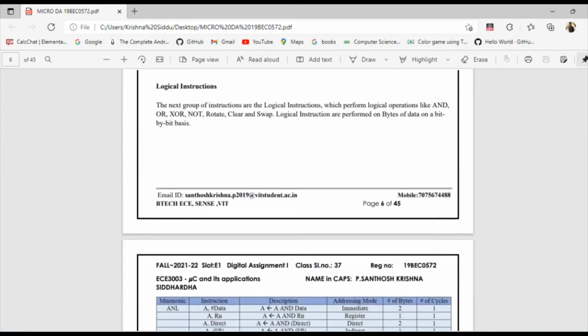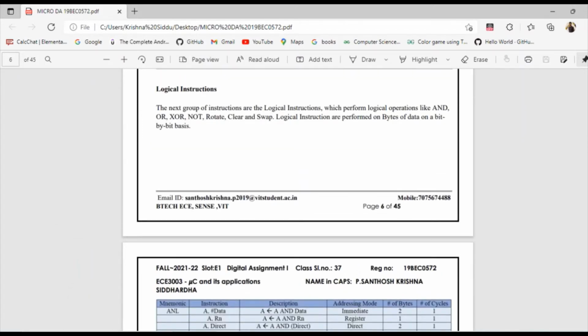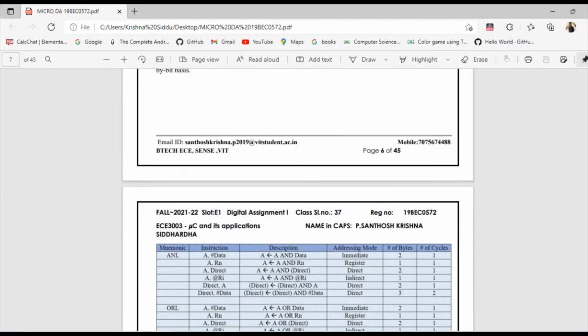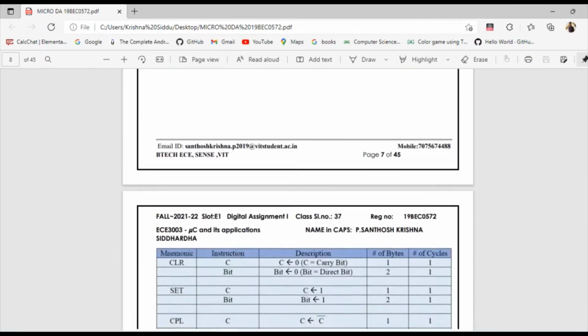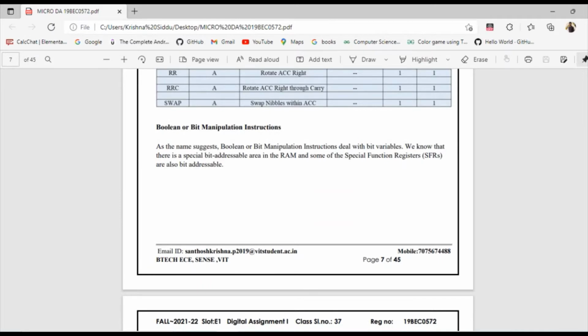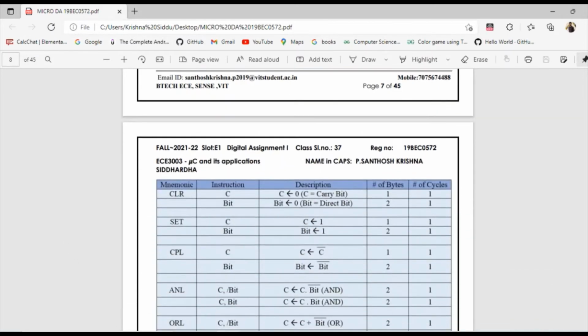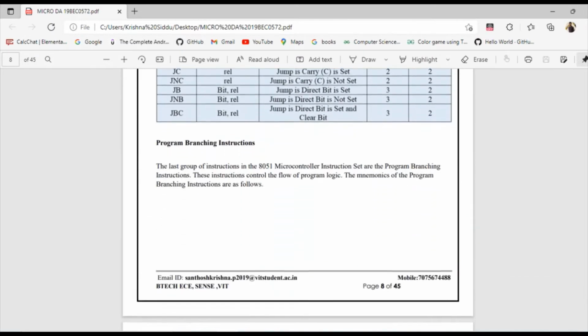Next, coming to the logical instructions. I also explained them here. Next, coming to the boolean or bit manipulation instructions. Here also I wrote these things.